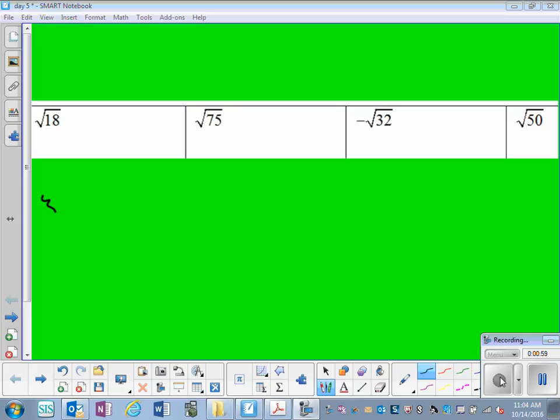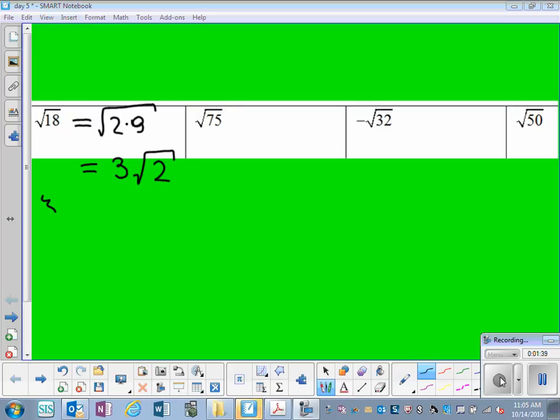So when I look at the number 18, I know that 18 is 2 times 9. Is that correct? So I can rewrite the radical as the square root of the product. And then I know that 9 is the perfect square of what? 3. So the square root of 9 is what? 3. I can take the 3 out of the radical, but I still have the 2 left there. So this is called simplifying the radical. We are rewriting the original radical in the simplest form, taking as much out of the square root as possible.